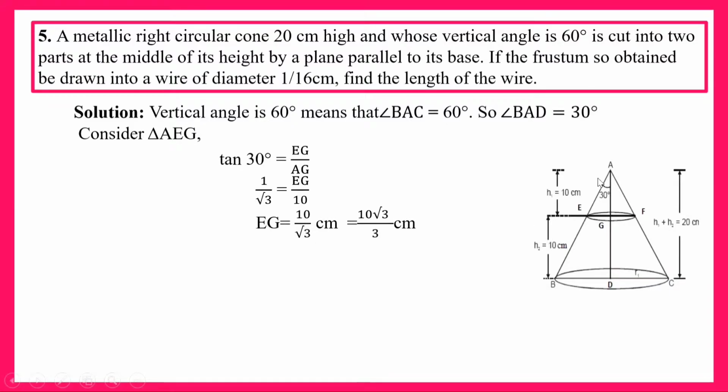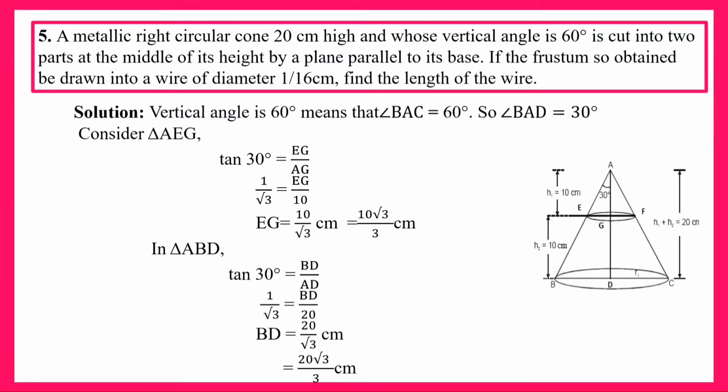Exactly the same if I take the bigger triangle ABD. In triangle ABD, tan 30 will be equal to BD upon AD. AD is given to me as 20. So I get 1 upon root 3 is equal to BD upon 20. That means BD comes out to be 20 by root 3. Once again, I rationalize the denominator. I multiply and divide it by root 3 to get 20 root 3 upon 3 centimeters is the value of BD.